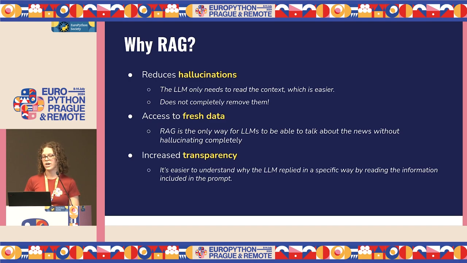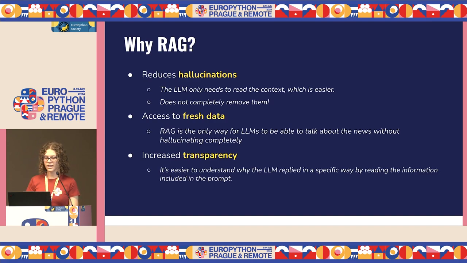So the only real way to make an LLM able to reason on the news, for example, or very fluctuating information, like, I don't know, the weather forecast, the stock market, whatever, is to give it access to recent data. And this is something that RAG really shines at, because it can retrieve data at the time when the question is asked and give this data to the LLM for it to be able to reason properly.